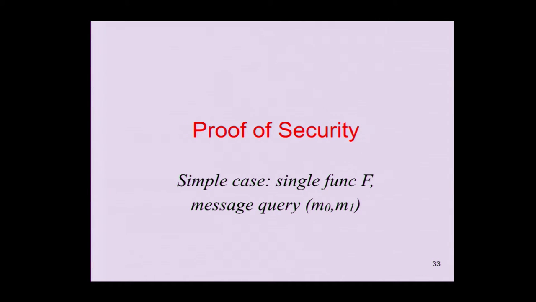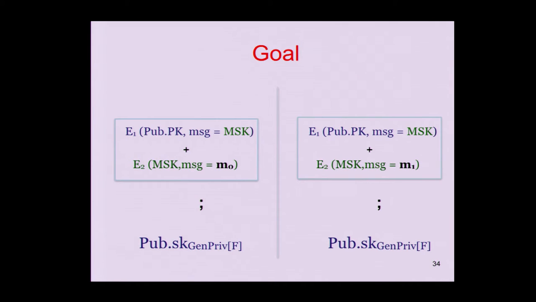So how does the proof of security go? Let me just consider a simple case when the adversary only makes a single functional query and a single message query, just to give you more intuition. So what does the adversary get in this case? He gets a ciphertext of M0, and he also gets a functional key of F. On the right-hand side, he gets an encryption of M1, and he gets a functional key of F. F here is a function such that f of m0 is the same as f of m1. And the goal for him is to distinguish between the left and the right worlds.